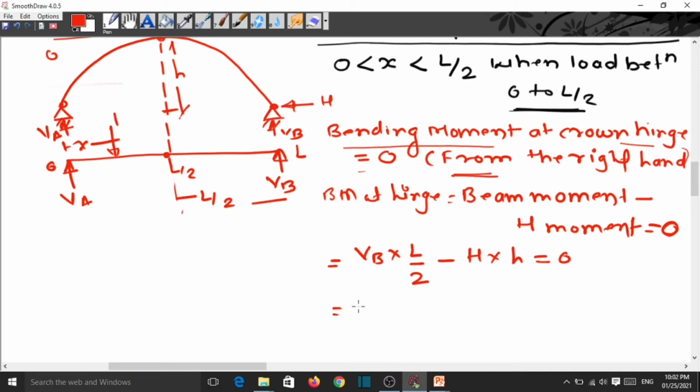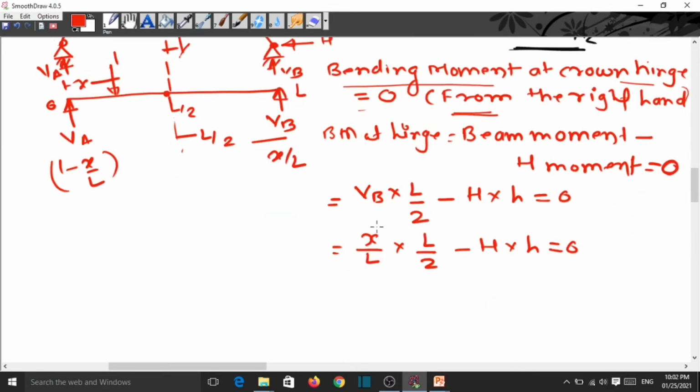Now put your value, VB is equal to X by L, this is 1 minus X by L. So VB is equal to X by L into L by 2 minus H into h is equal to 0. Here the L gets cancelled out, so H into h is equal to X by 2. So H is equal to X upon 2h.